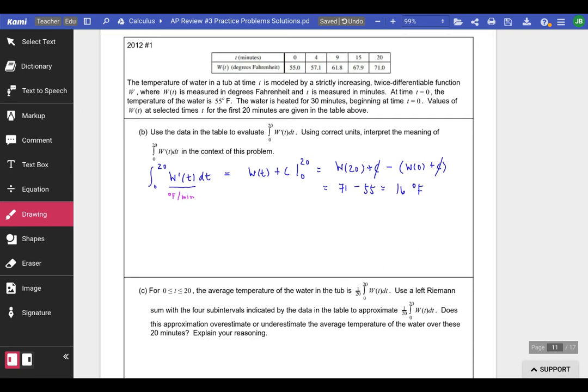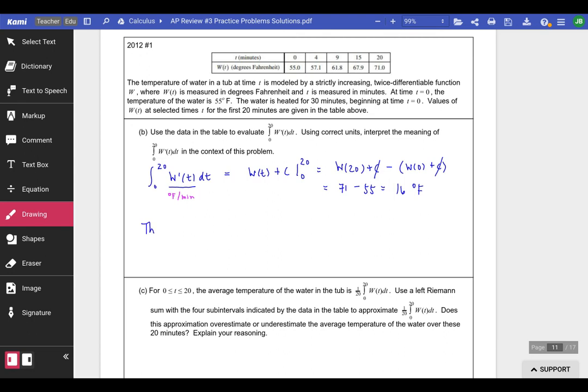Now we have to interpret that meaning. What we were doing is taking the integral of the rate. So we are integrating the rate at which the temperature was changing. When we integrate that rate, we get a change in the amount, so the actual change in the temperature. Since that integral value was positive, the temperature increased by 16 degrees Fahrenheit over that interval of time.